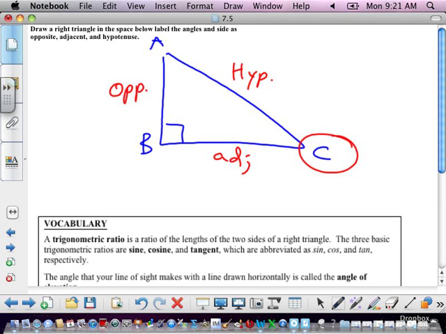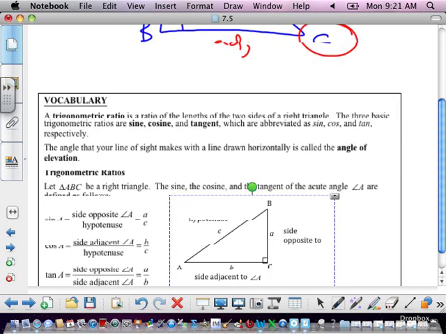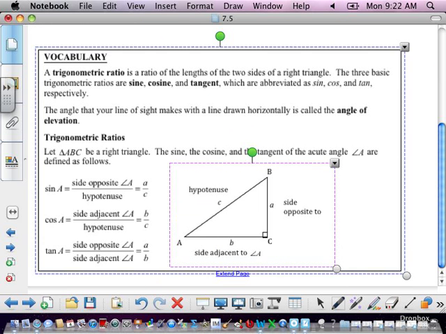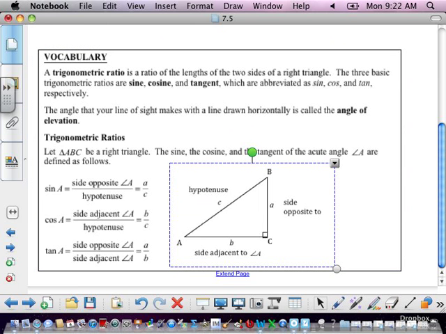Okay, now we're going to go about the trig ratios. All right. I get asked this all the time. Miss Murphy, is this hard? Miss Murphy, is this easy? Okay, I'm going to tell you right now. I personally think trig is super easy if you know the difference between opposite, adjacent, hypotenuse, because it's just setting up formulas and then plugging it in. That's it. That's all trig is. So let's talk about it.